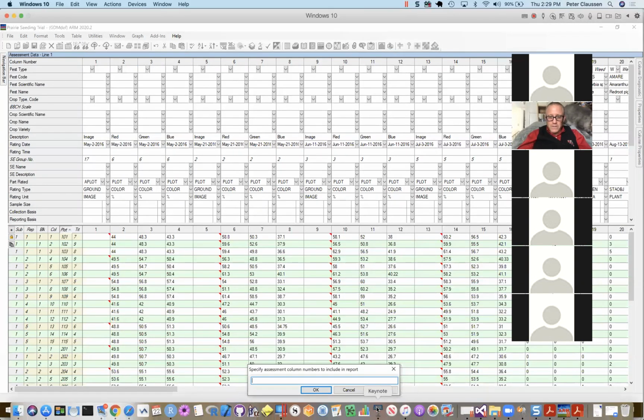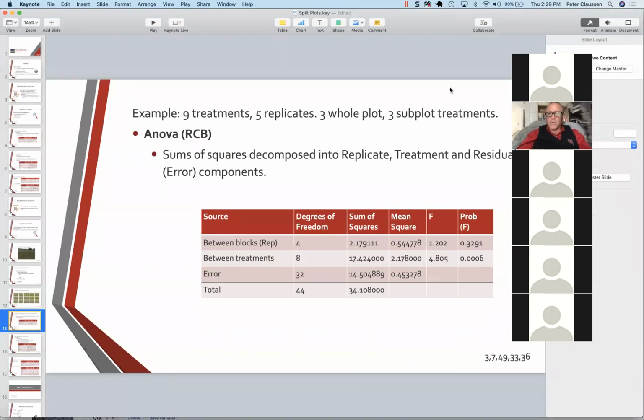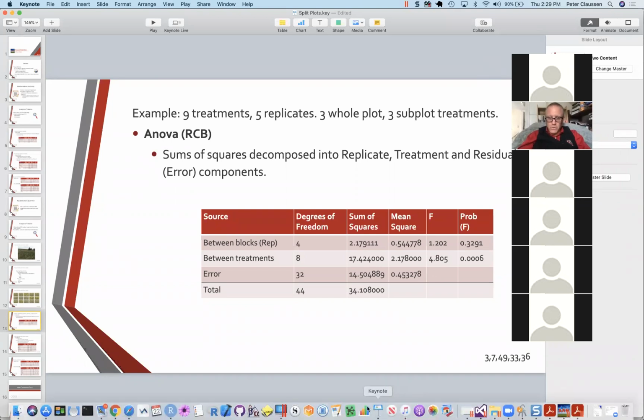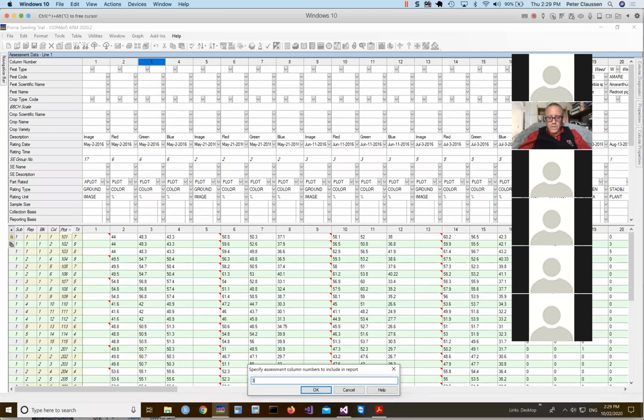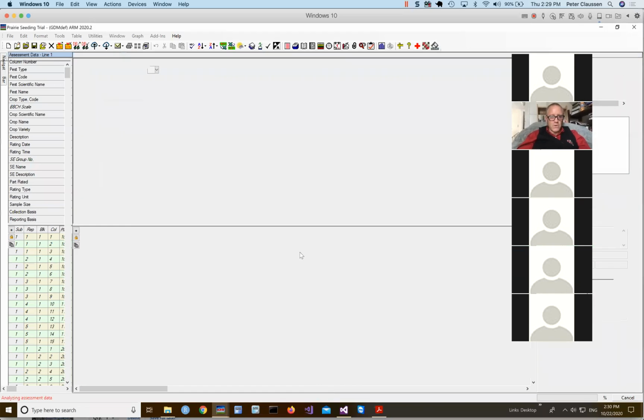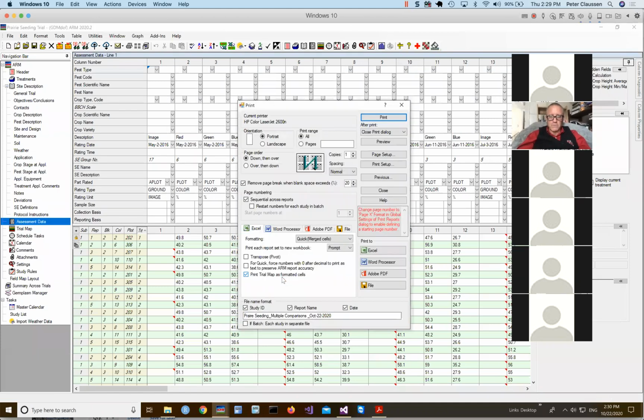I'm going to go back to my Keynote screen because I want treatments 3, 7, 49, 33, and 36. Those are the ones I chose for this one. Now, you should have gotten a file that had images removed. So yours probably won't have those little red bars if you're following along.